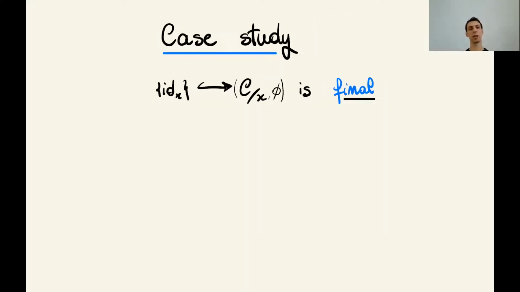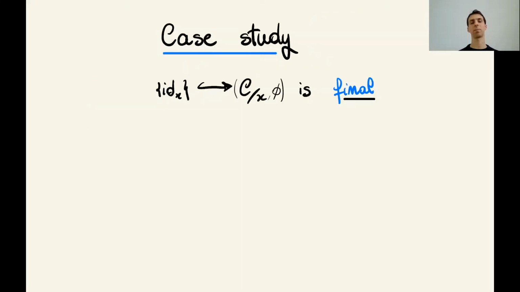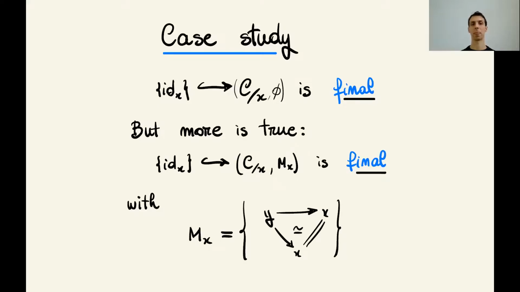Well, if we take the embedding of the identity of X into the slice with the empty marking, this is final. You can actually check that this is final with this property here, with this definition. But more is true. You can check that the embedding of the identity of X in the slice over X is final, even with this marking.